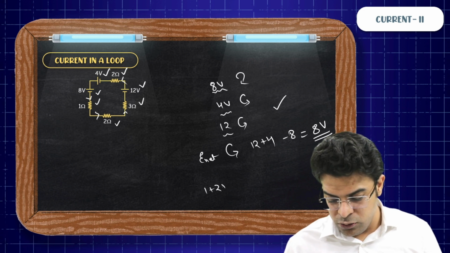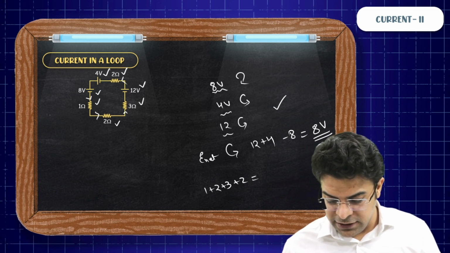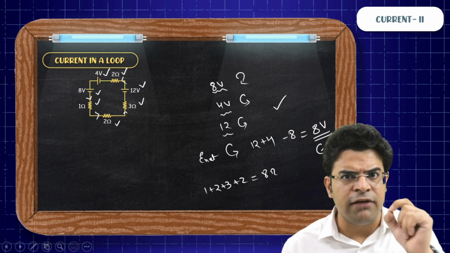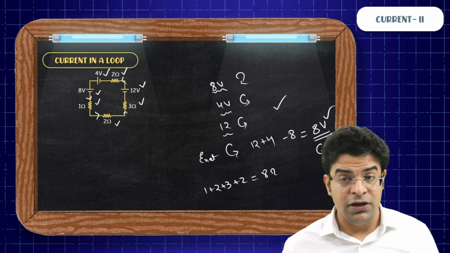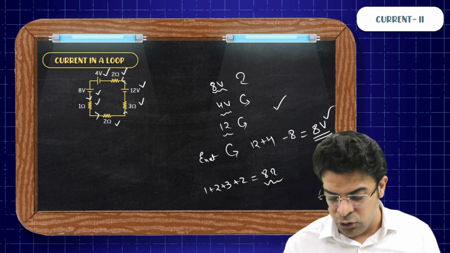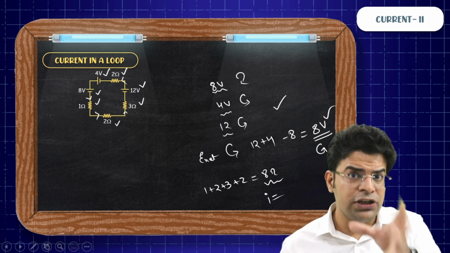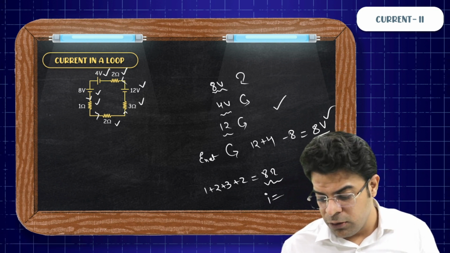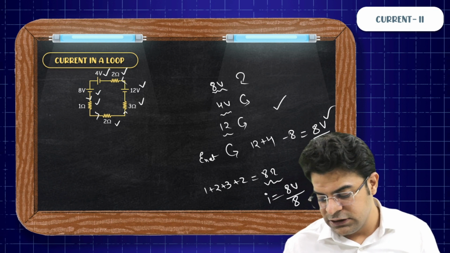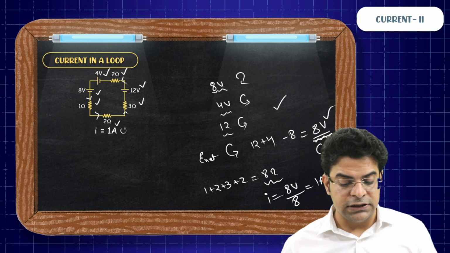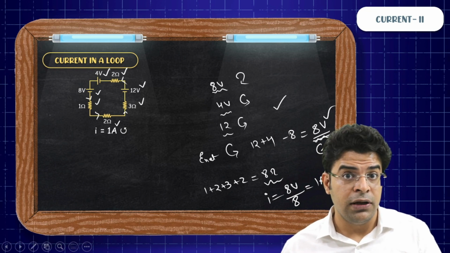1 plus 2 plus 3 plus 2, that gives you 4 plus 4, 8 ohm. So the equivalent EMF which is trying to drive the current in the loop is 8 volt and the equivalent resistance is 8 ohm. So what has to be the current? Current has to be equal to the potential drop upon the resistance. The net potential drop is 8 volt and the resistance is 8, so you get 1 ampere. In which sense? Anti-clockwise. So that is the answer. Current in this loop is 1 ampere anti-clockwise.